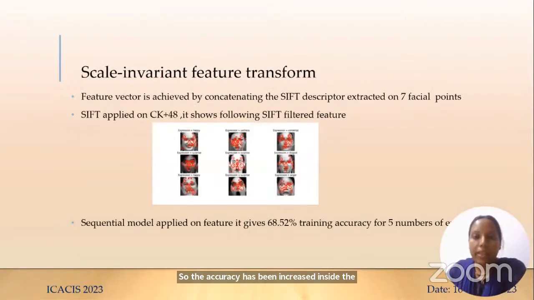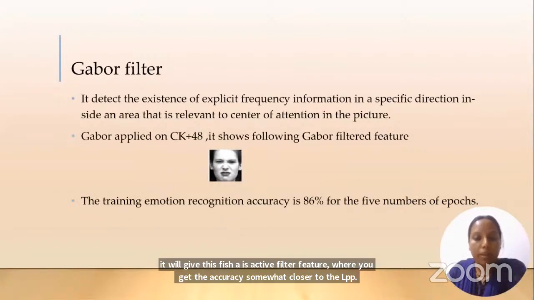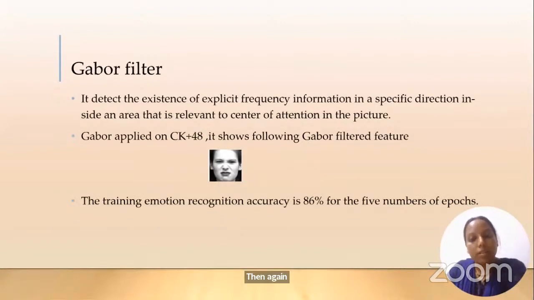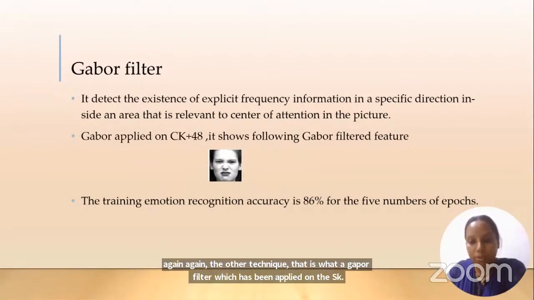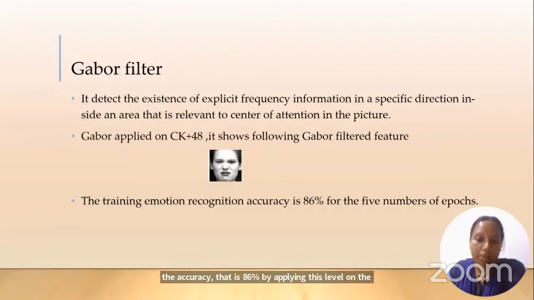Then again, when you consider the scale invariant feature transform, SIFT is actually applied on 7 points on the face, and you get this facial SIFT filter feature, where the accuracy is somewhat closer to the LBP. Then the other technique, the Gabor filter, has been applied on the CK plus 48, and it gives this filter feature. It is a very clear image, and we get 86% accuracy by applying Gabor on the CK plus 48. So from this we can conclude that the Gabor filter gives more accuracy.